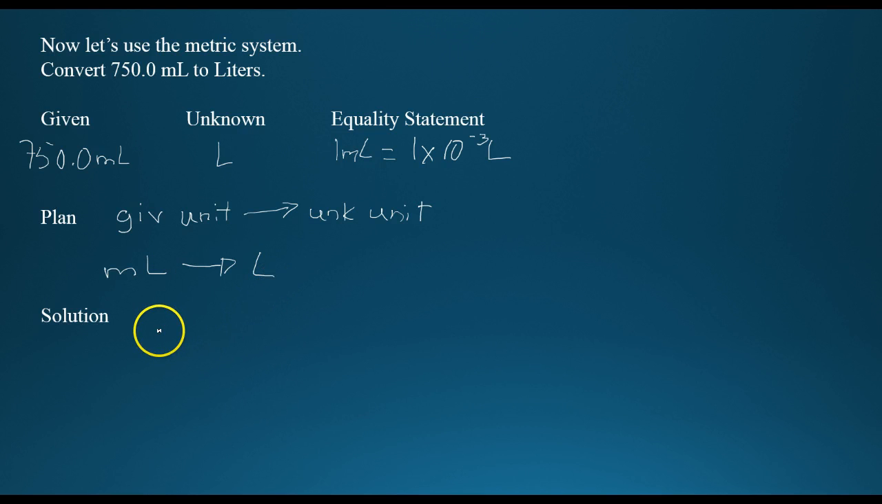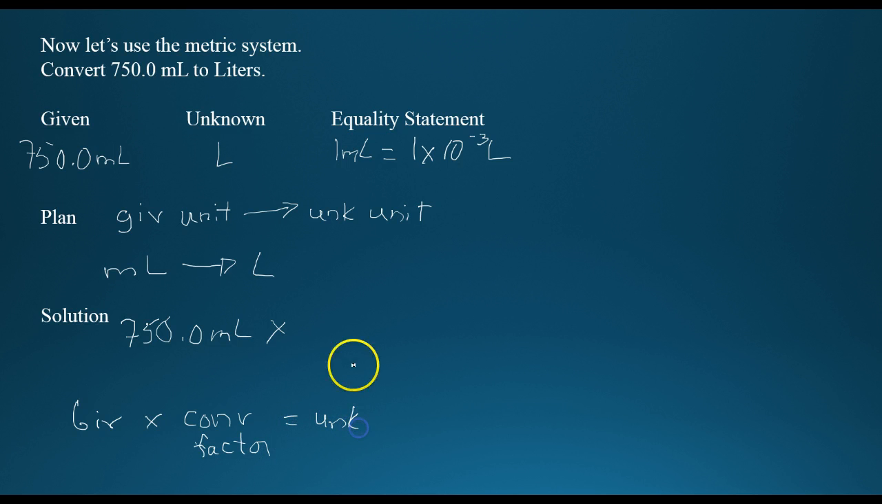Now the solution is putting numbers to the units. So our given is 750.0 milliliters. We're going to multiply that by a conversion factor. So it's always the given, and let me write this down here. You want to start with your given, multiply by the conversion factor, and that is going to then give you your unknown. Now sometimes you're going to have more than one conversion factor. We'll see that in the next problem.